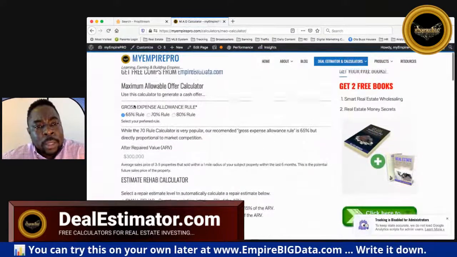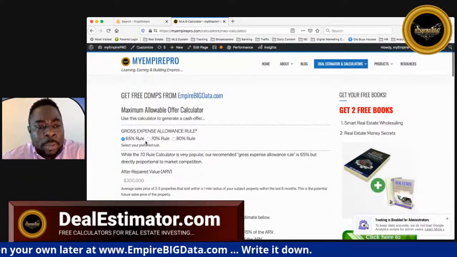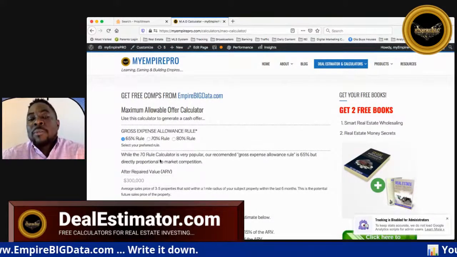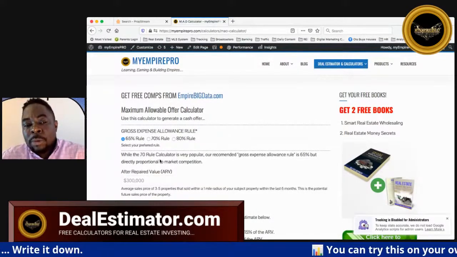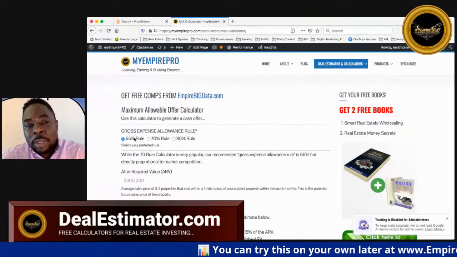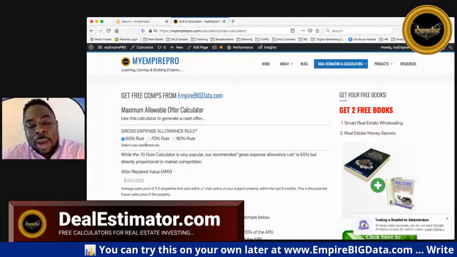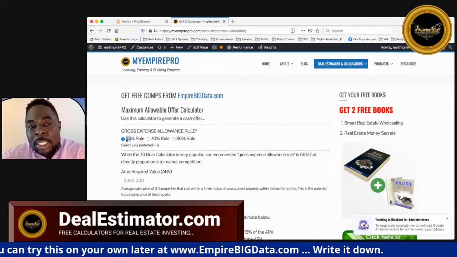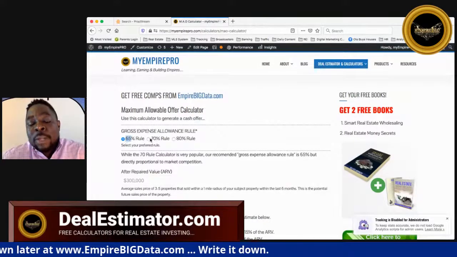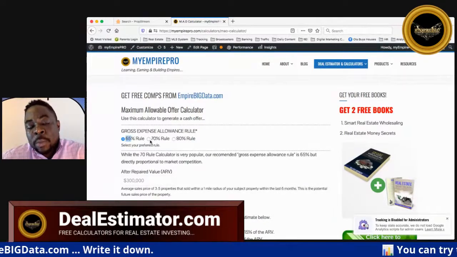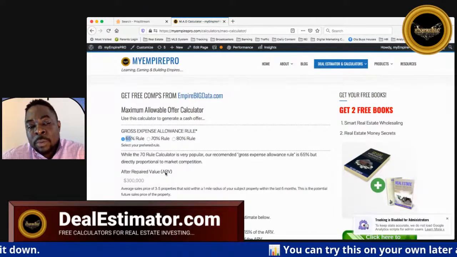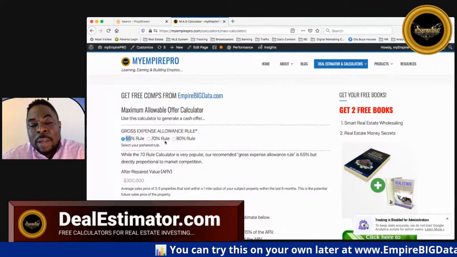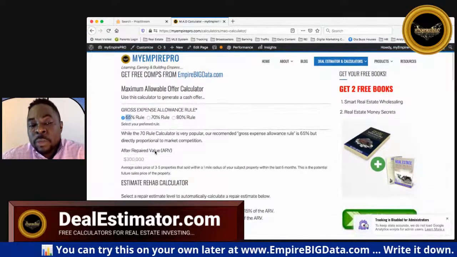By the way, there's a link to Empire Big Data there if you need comparables. You need to have the after repair value before you can use this calculator. So as a wholesaler, use the 65% rule. If you're an investor who's going to actually buy this property and fix and flip, use the 70% rule. The spread between the 65 and 70% rule is your wholesale fee if you're a wholesaler.